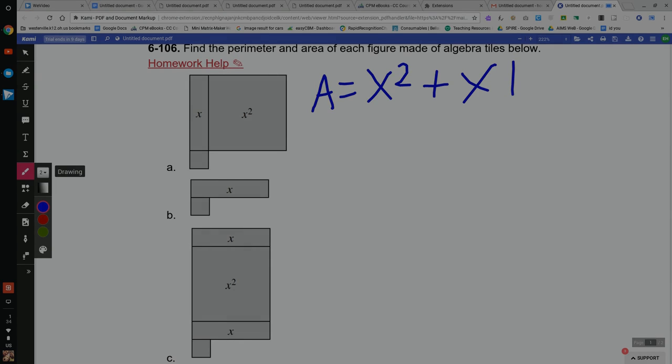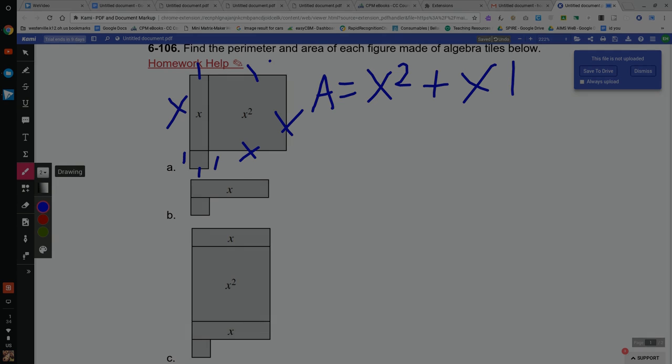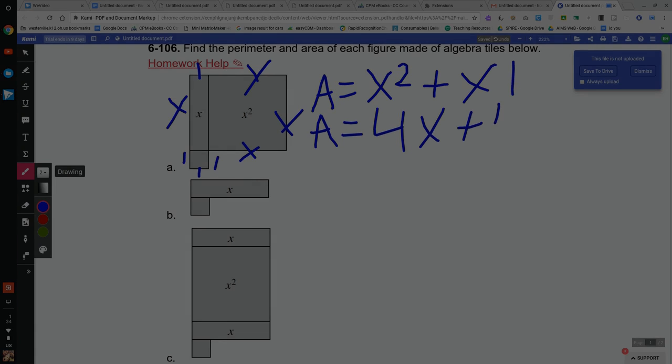Simple as that. Perimeter, I hope you labeled your sides. Sides of 1 and sides of x. Combine like terms, save you the time. I believe I see 4 x's and 4 1's. We've gotten this one in class today, so nothing really changed there.